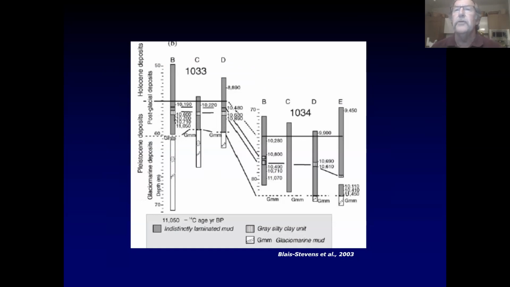And there are 3 cores that are shown here from one site, site 1033, and 4 cores that were collected from site 1034. And they're pretty close to one another. So one would expect them to have very similar stratigraphy or sediment sequences. But the cores themselves are up to 70 meters long. These are very, very long cores. And as I say, they bottom out in glacial sediments, which are here shown basically in white.